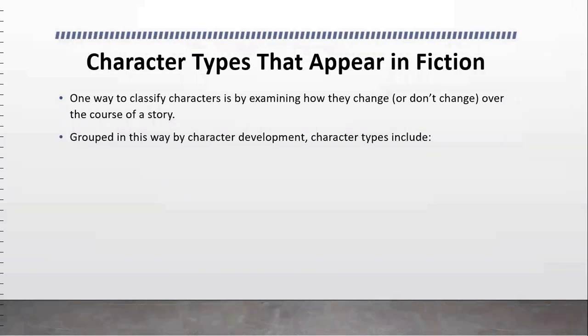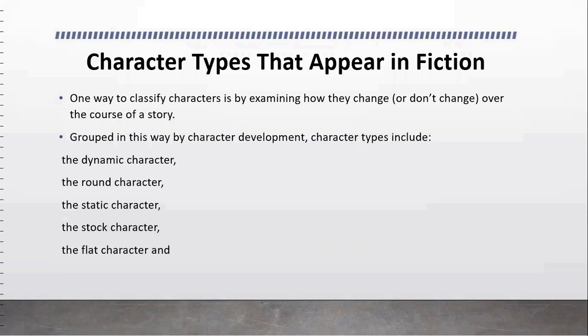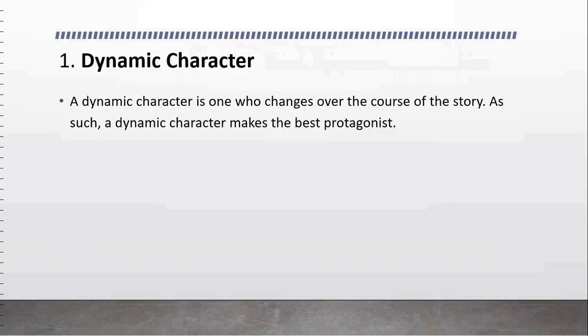Grouped in this way by character development, character types include the dynamic character, the round character, the static character, the stock character, the flat character, and the symbolic character. Dynamic character. A dynamic character is one who changes over the course of the story. As such, a dynamic character makes the best protagonist.